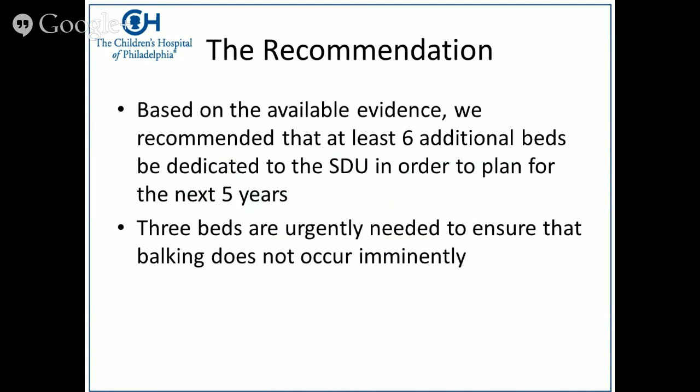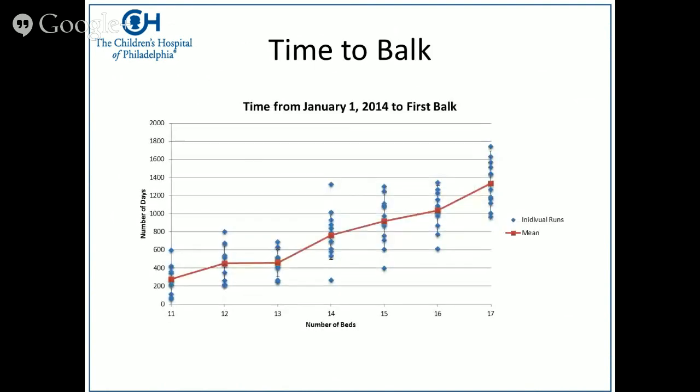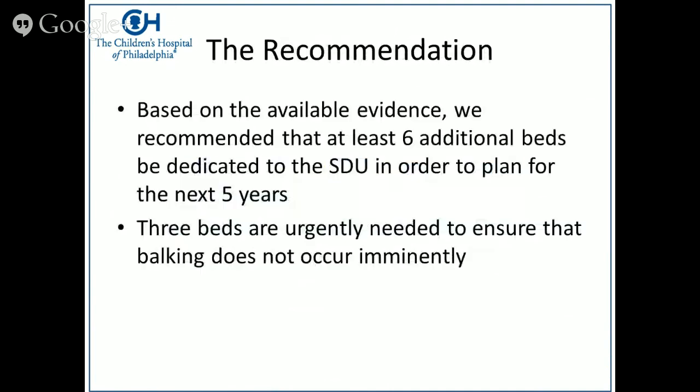So the official recommendation that we make, based on the experiment that we conducted on a validated model of our healthcare delivery system in our environment, is that at least six additional beds be dedicated to the special delivery unit in order to plan for the next 5 years, and that three beds are urgently needed to ensure the balking doesn't occur imminently. As you can see here, we have to go from 11 to 14 before we can be reasonably confident that we won't have a balk in the very near future.